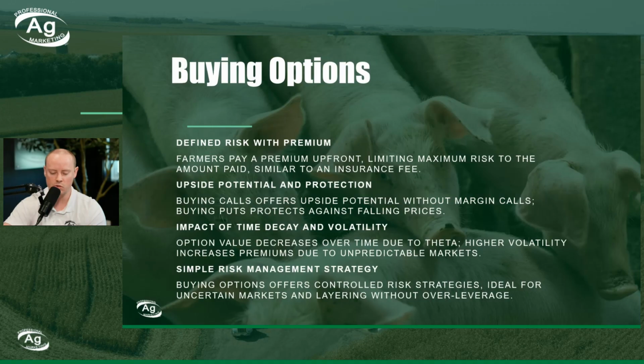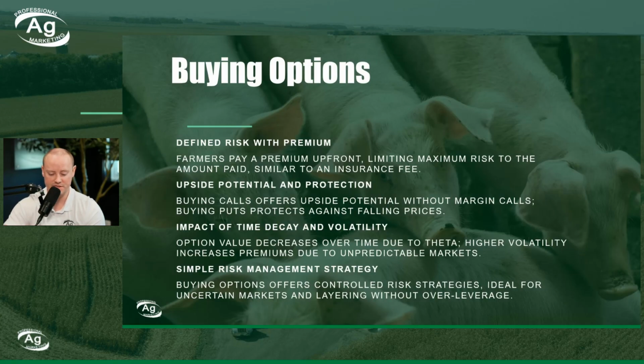And this is where it starts to get really confusing, because so far I've only talked about the buying side, but you can buy or sell options. You can buy or sell a put. You can buy or sell a call. And when I look at buying options, this is maybe the simpler side of things: defined risk with premium. Farmers pay a premium upfront. They limit maximum risk to the amount paid, similar to an insurance fee, for example.